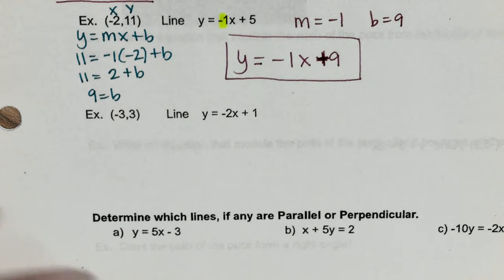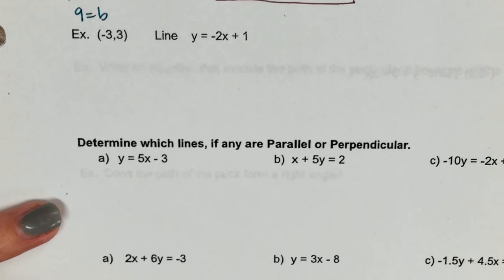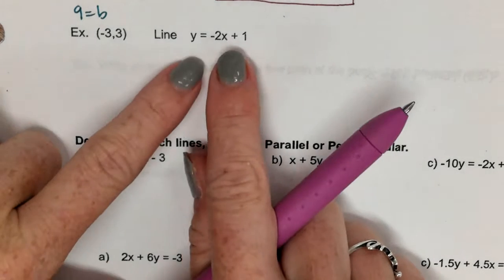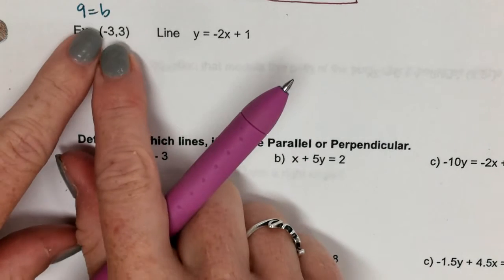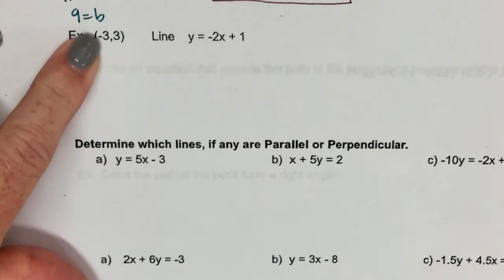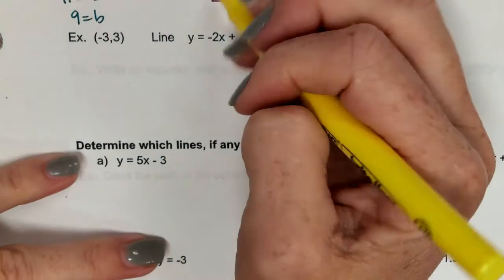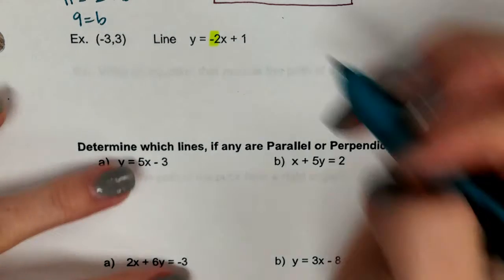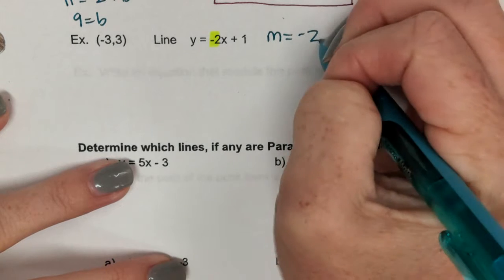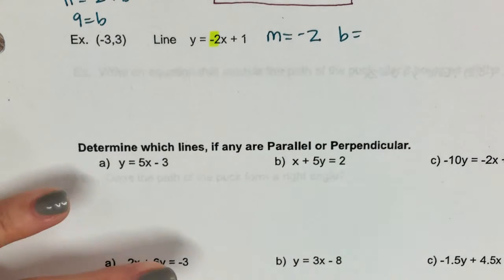All right, let's do one more. They want us to write an equation of a parallel line to this equation, but that passes through this point. So what will the slope have to be? Negative 2. So I'm going to have an m of negative 2. My job is to solve for the b.